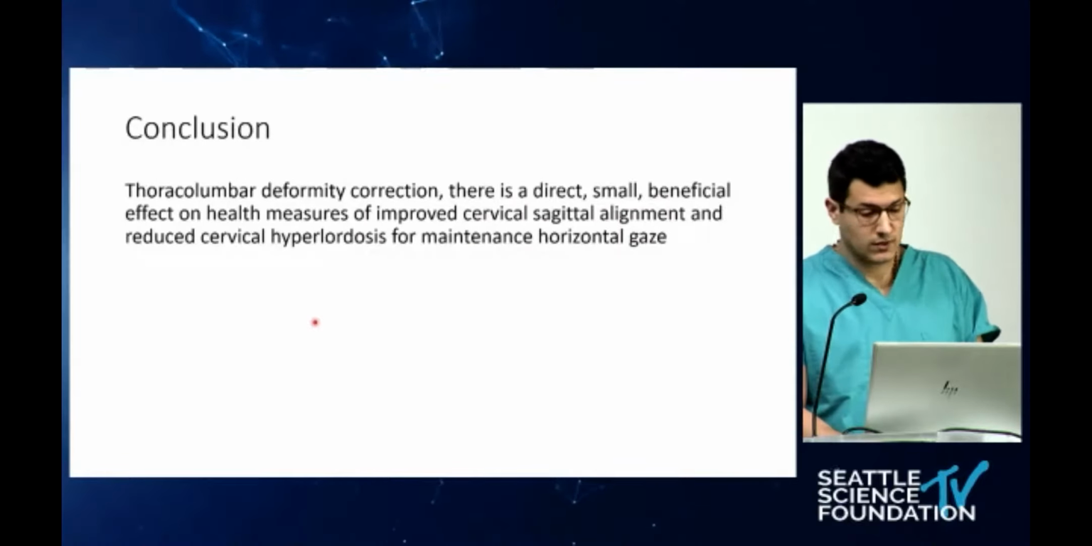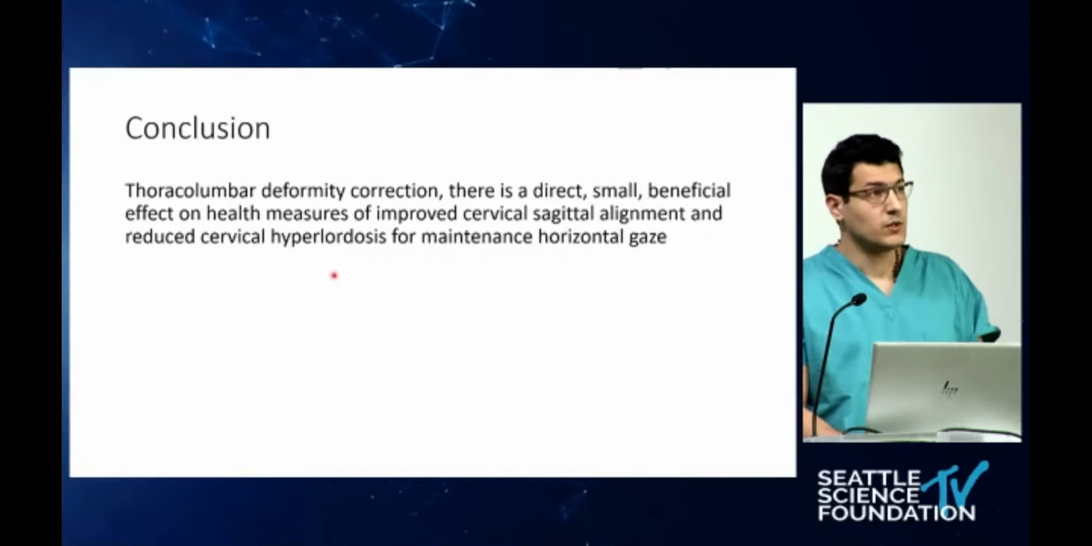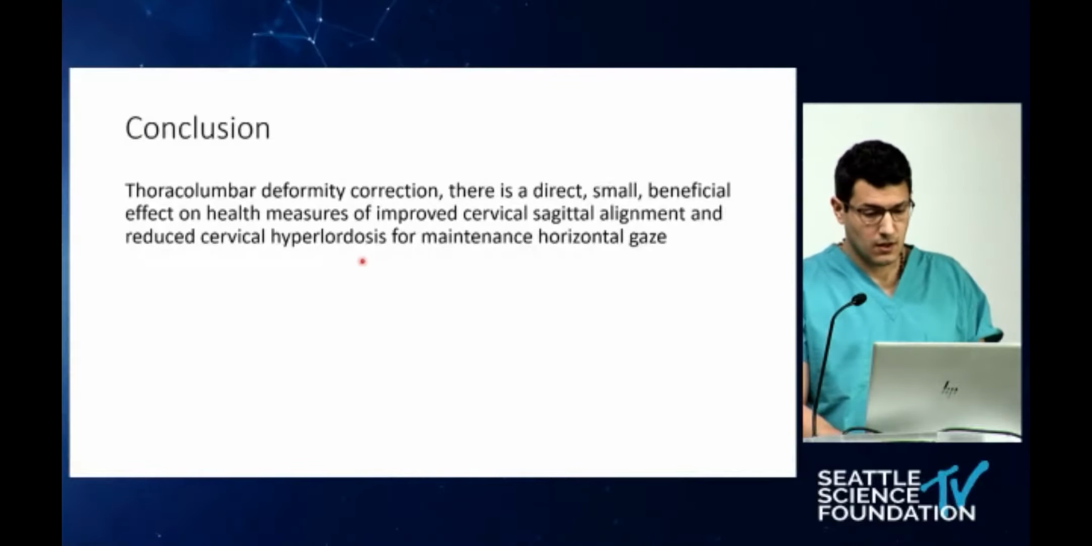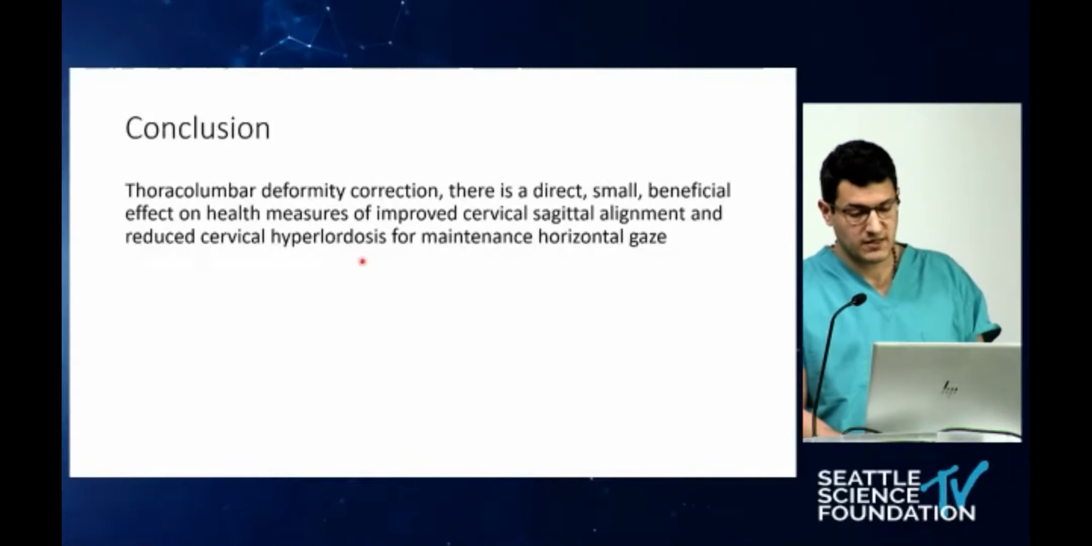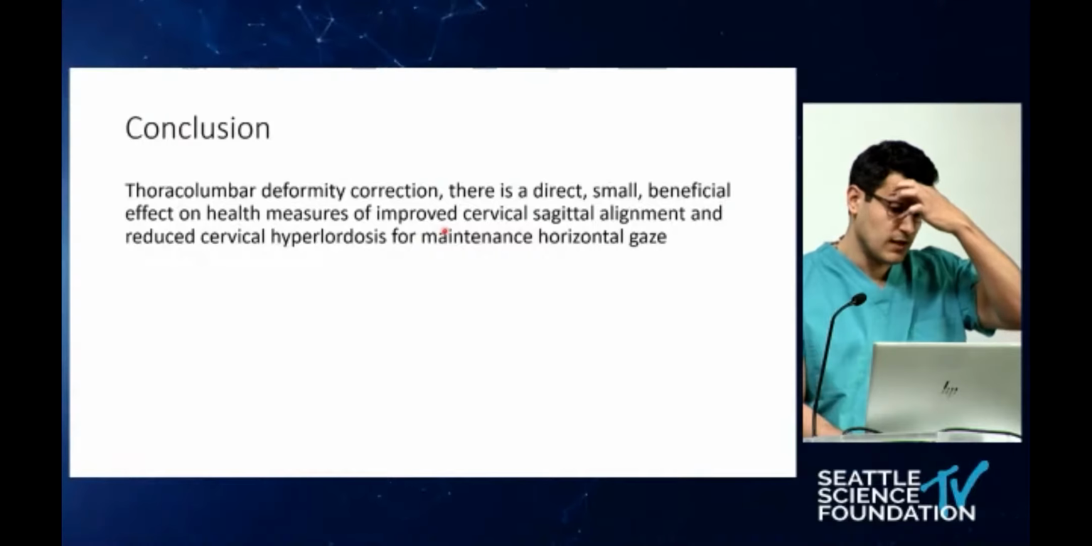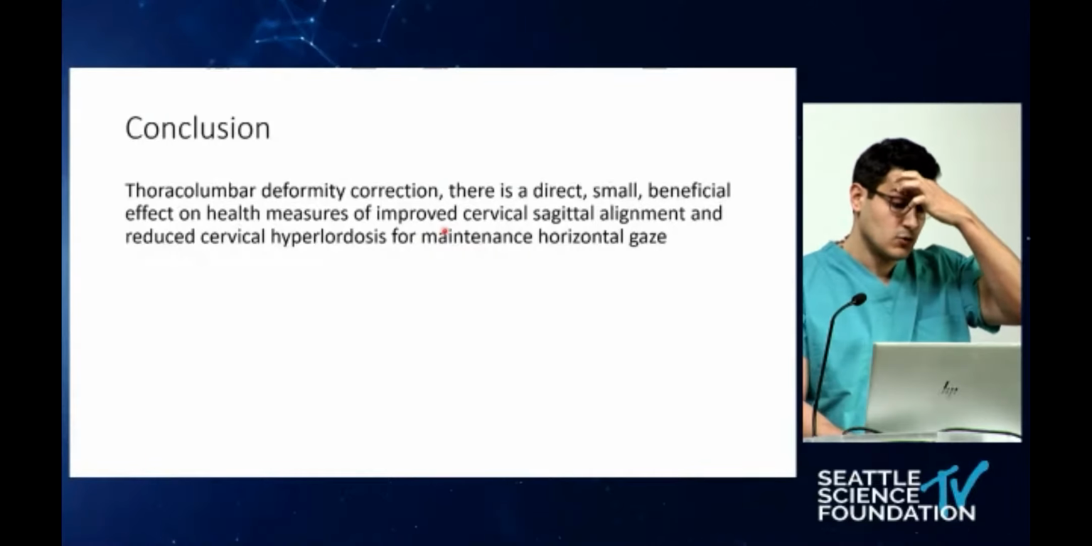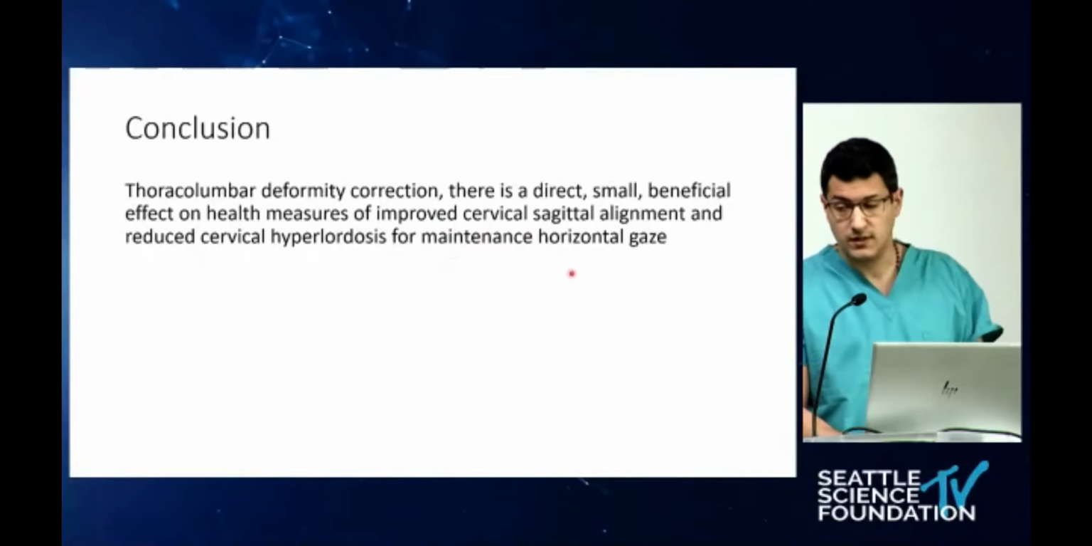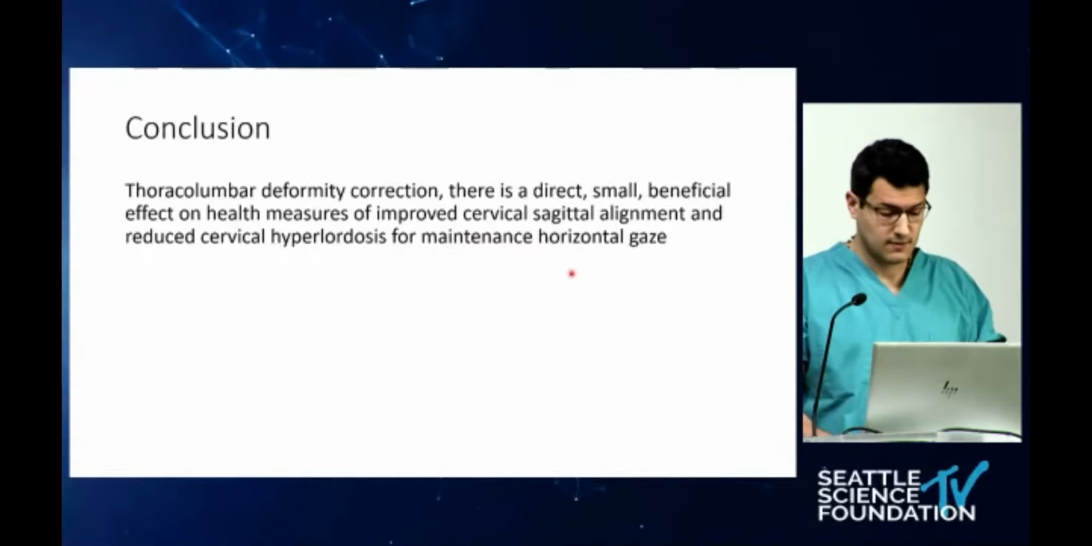So in conclusion, they found that thoracolumbar deformity correction had a direct, maybe small, but beneficial effect on health measurement outcomes through improved cervical sagittal alignment and reduced cervical hyperlordosis for maintenance of horizontal gaze.